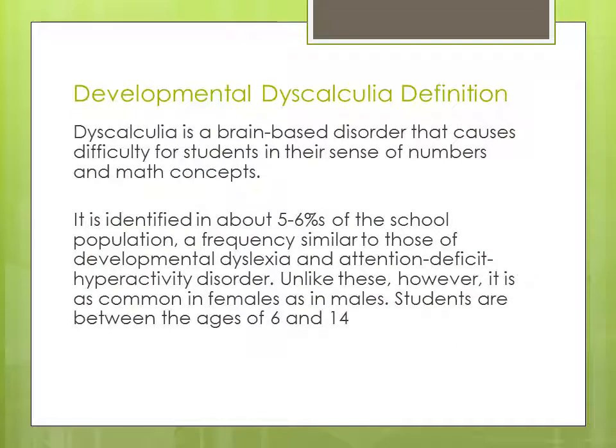Developmental dyscalculia is a brain-based disorder that causes difficulty for students in their sense of numbers and math concepts. It's identified in about 5 to 6% of the school population, and it's a frequency similar to those of developmental dyslexia and attention deficit hyperactivity disorders. Unlike these, however, it is as common in females as it is in males. Students are between the ages of 6 and 14. These demands are important in the understanding of the difficulties faced by individuals with dyscalculia.